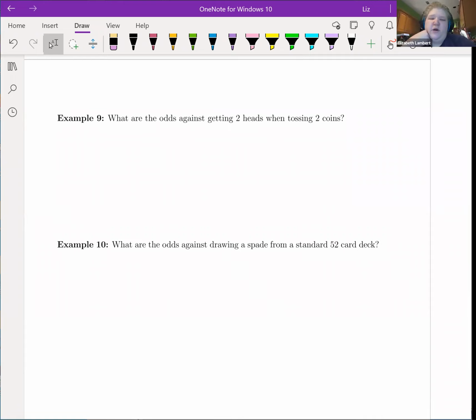So example 9: what are the odds against getting two heads when tossing two coins? So against two heads. So let's do some typing so we don't have my bad handwriting. Against two heads. We can think of this as the probability of not two heads. So we also need to know the probability of two heads. So I'm going to move down here and also put just the probability of getting two heads.